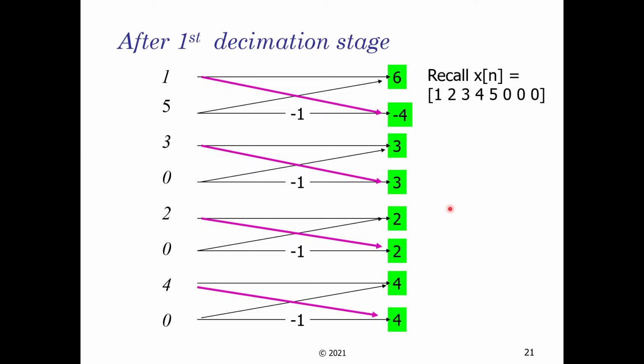So for the first decimation stage, when you're setting up the butterfly diagram, it's going to be no -1 here, then a -1, then no -1, a -1 here, and so forth. So for every two values, there's going to be no -1, but then the second value is going to have a -1.